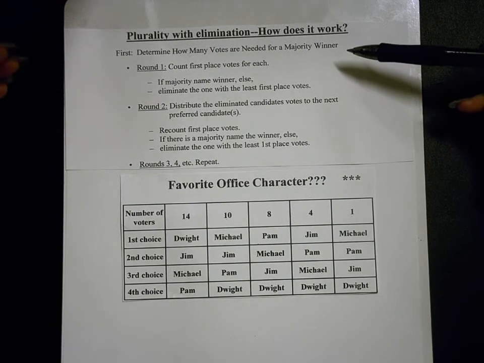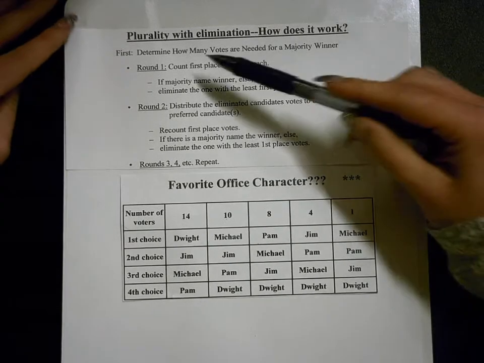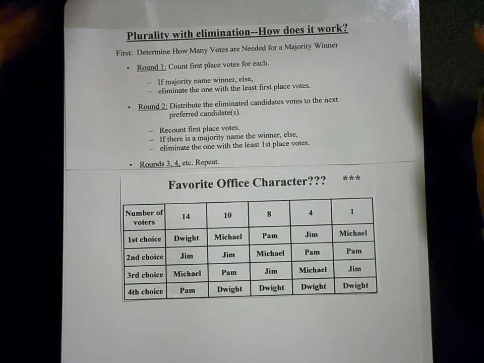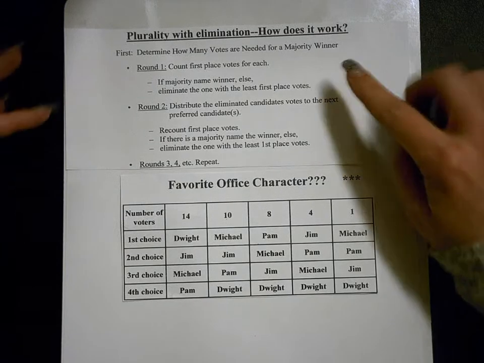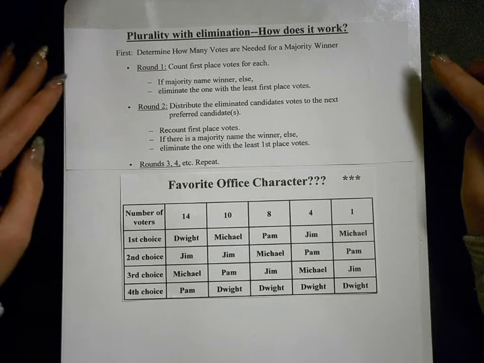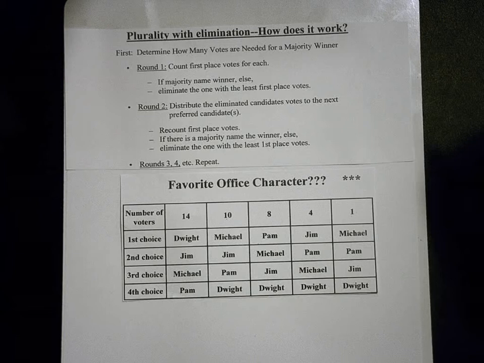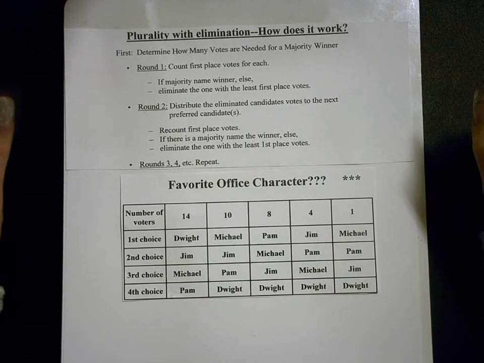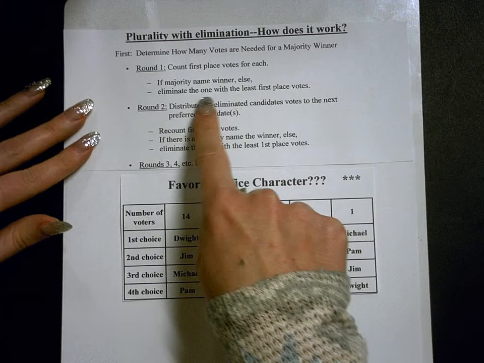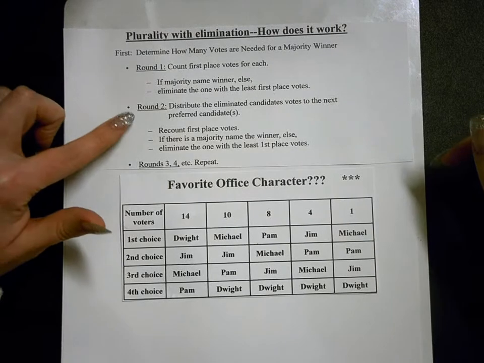After we have that number, we go into the rounds. The first thing we do for round 1 is count the first place votes for each candidate. Once we have those votes counted, we're looking for a candidate who has a majority of the first place votes. If there is one, they win the election under the plurality with elimination method, and that's it. However, if no one has a majority of the first place votes, then we eliminate the candidate with the least first place votes. That moves us on to round 2.